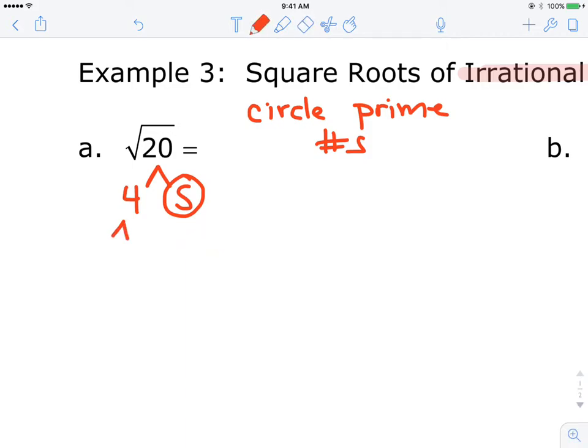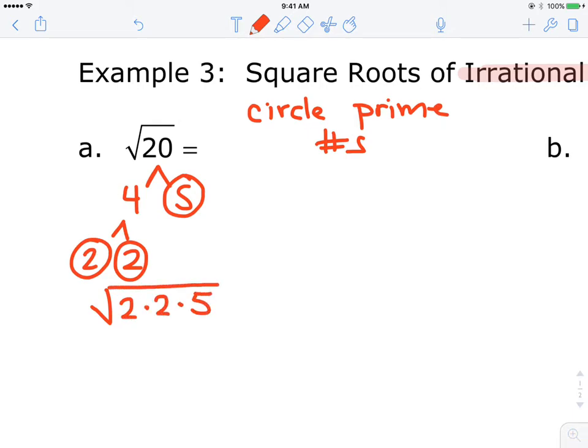4, though, I can do 2 and 2. Then these numbers are prime again. All right. Once you have your prime factorization here, write it back inside the radical. So instead of writing 20, I'm going to write 2 times 2 times 5. All those prime numbers I circled now go back in. And think about it. What is 2 times 2? Well, that's 4. And 4 times 5 is 20, right?